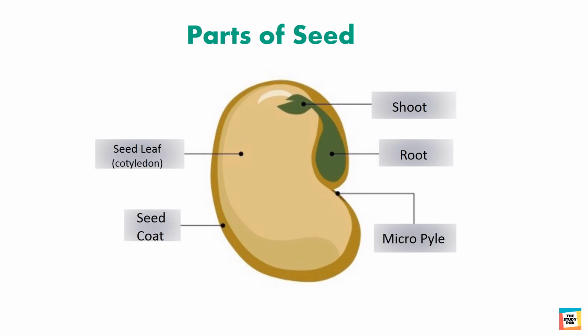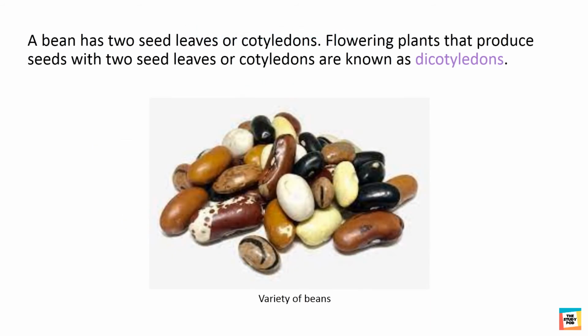Inside each seed is a baby plant called an embryo. A bean has 2 seed leaves or cotyledons. Flowering plants that produce seeds with 2 seed leaves or cotyledons are known as dicotyledons.